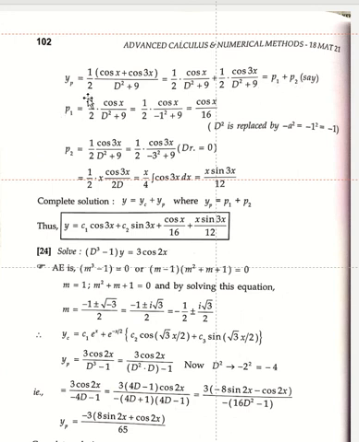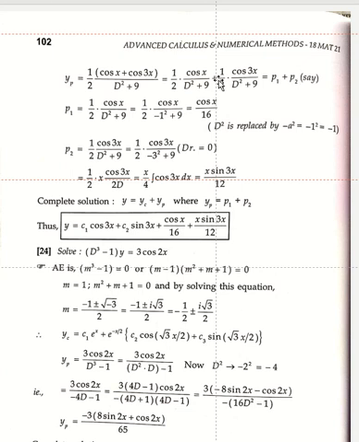Solve one by one. What is p1? p1 is equal to 1 by 2 into cos x divided by D square plus 9. Here replace D square by minus a square. What is a here? In cos ax, a is 1, and 1 square is 1. Therefore, wherever D square appears, replace D square by minus 1. So 1 by 2 into cos x divided by minus 1 plus 9, which is 9 minus 1 equals 8, and 8 into 2 is 16, giving cos x by 16.